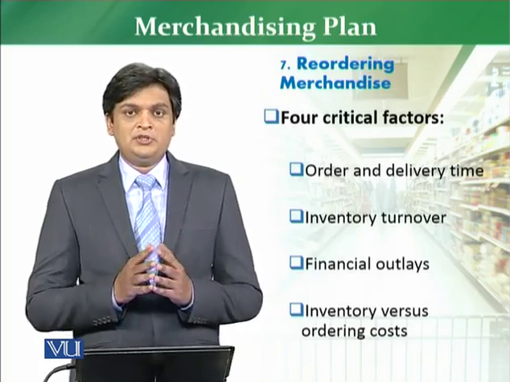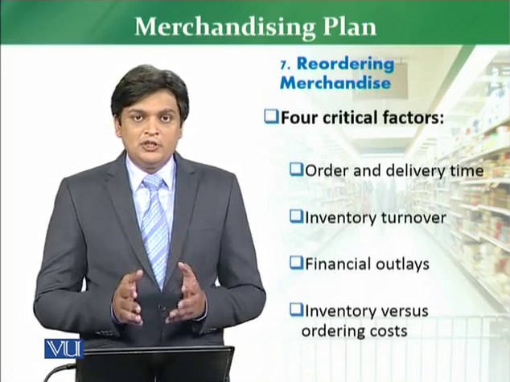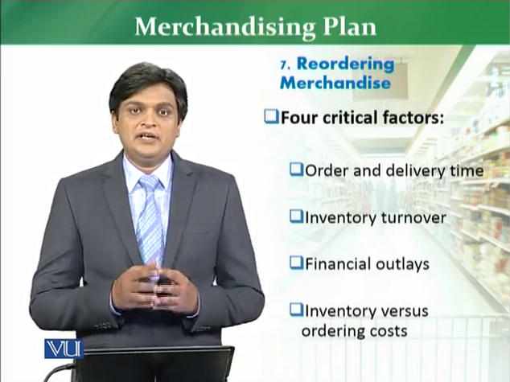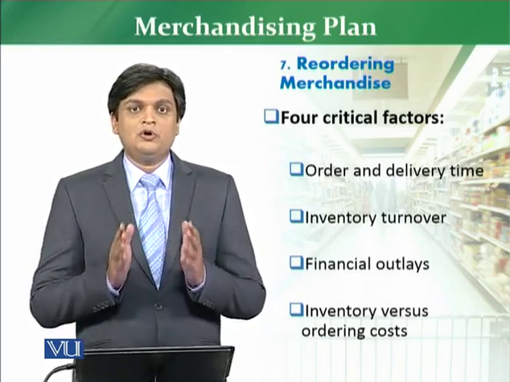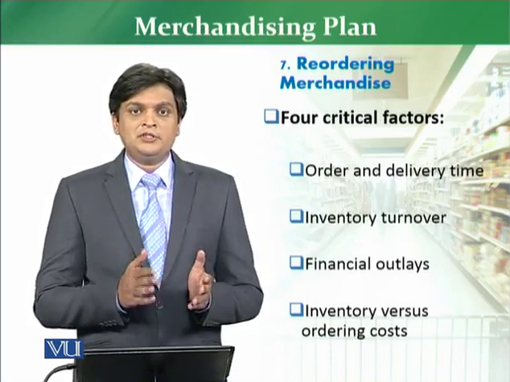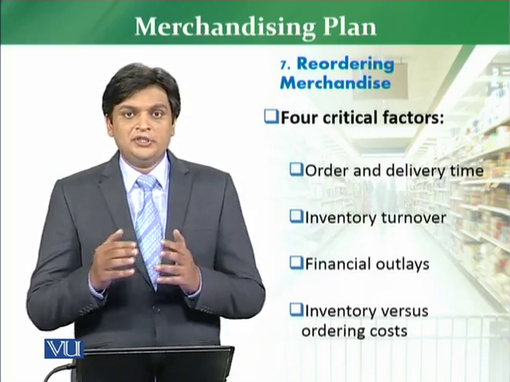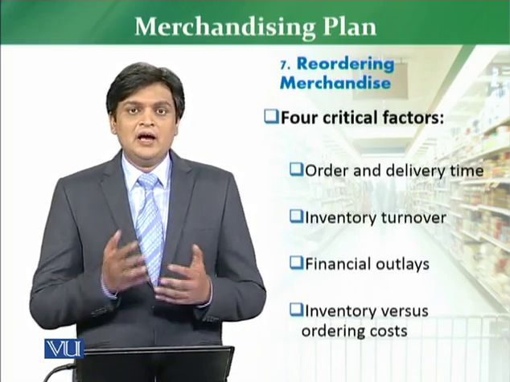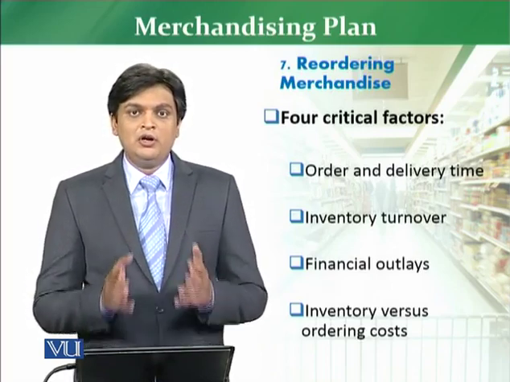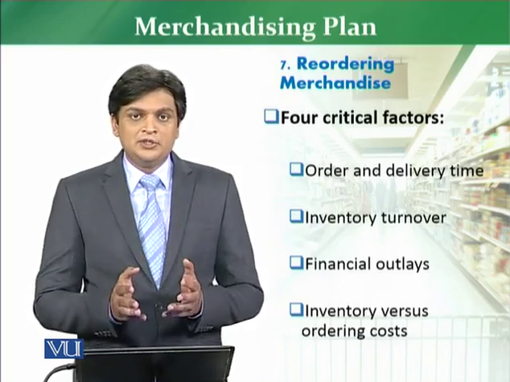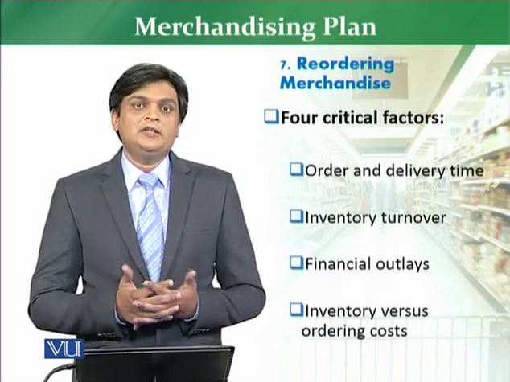So the reordering merchandise mechanism has to be clearly defined, because you are going to order for the second time, and the whole cycle of your store depends on your reordering level. The main parameters in this reordering level, as just discussed, are the order time, the delivery time, the order date, the delivery date, the inventory cost, the inventory turnover, and the financial outlays. They are all included and discussed in the agreements, and the objective of the retailer is to win all these points in favor of the retailer.